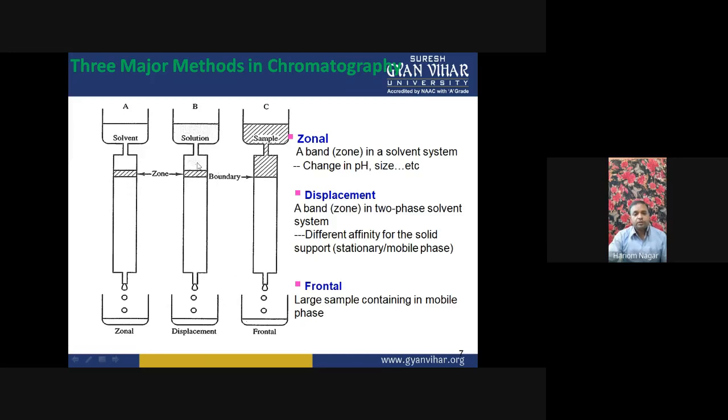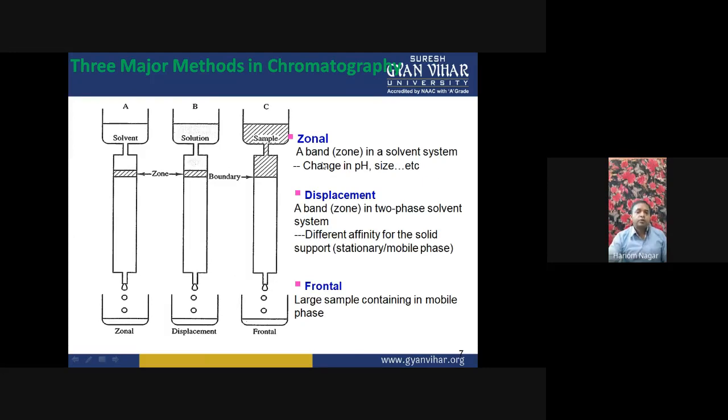There is a solution of the components with the mobile phase, and these are moving. This is also the zone. In the second method, there is the sample, and this is the complete zone of the sample, and this is the boundary of the sample. So zonal means a band zone in a solvent system, with change in pH, size, etc. Band means the zone.